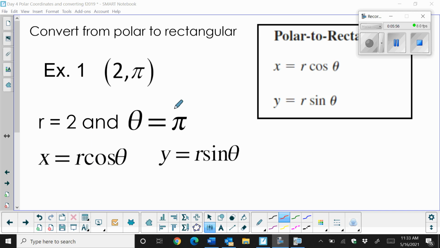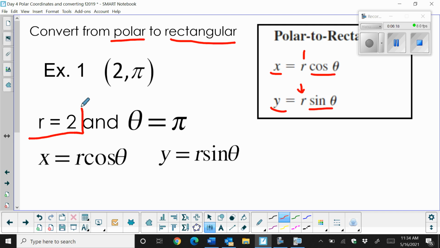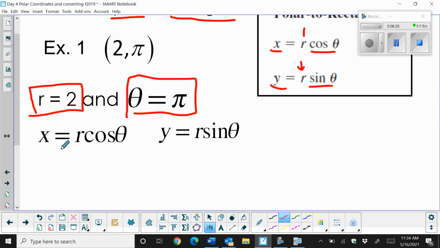So let's try one of these. Okay, we're starting with a polar coordinate, and we want to move to a rectangular coordinate. So we're going to use the formula to find x. We're going to take r times cosine theta. To find y, we're going to take r times sine theta. So our radius is 2. Our angle is pi. So let's plug in our radius, which is 2, times cosine of pi.